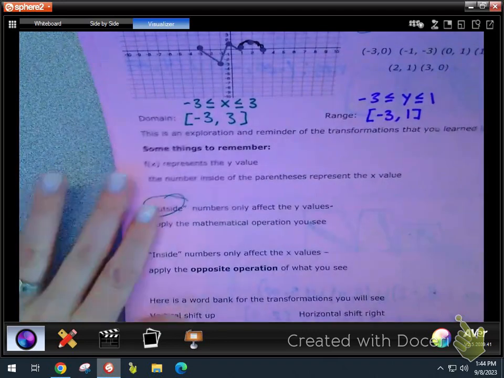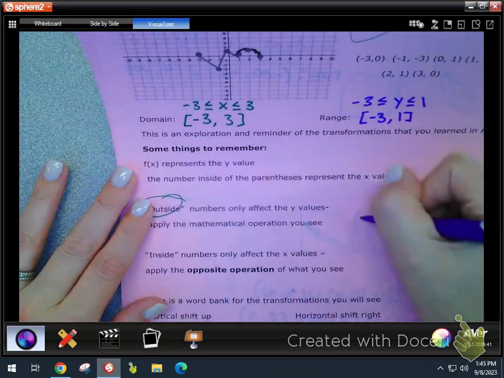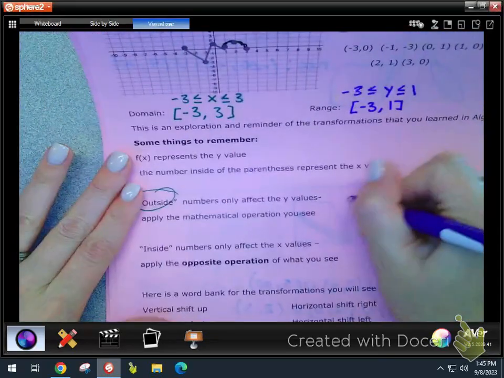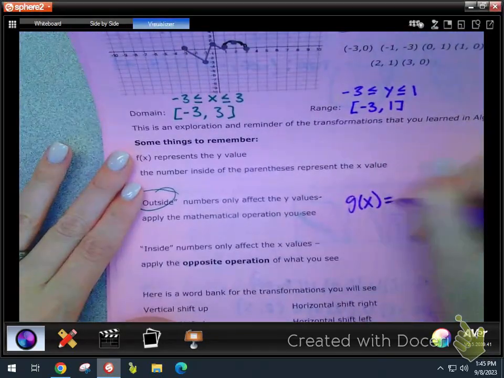And let me write you an example right here. Here's an example. What did they use? Did they use g of x? Okay. So we'll write this down so you can just kind of see what I'm saying.